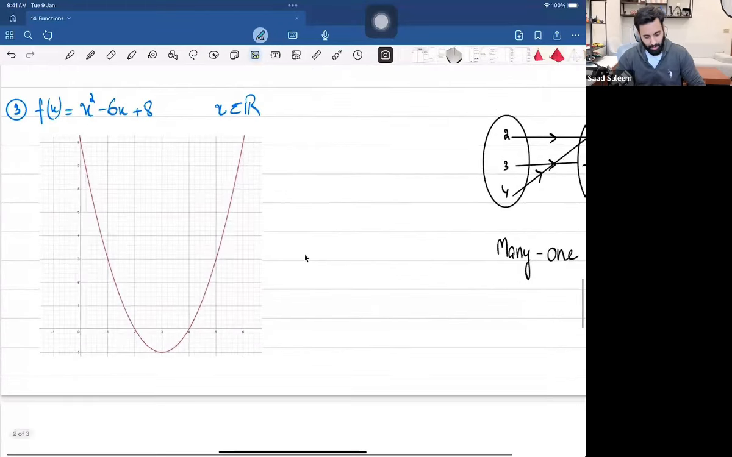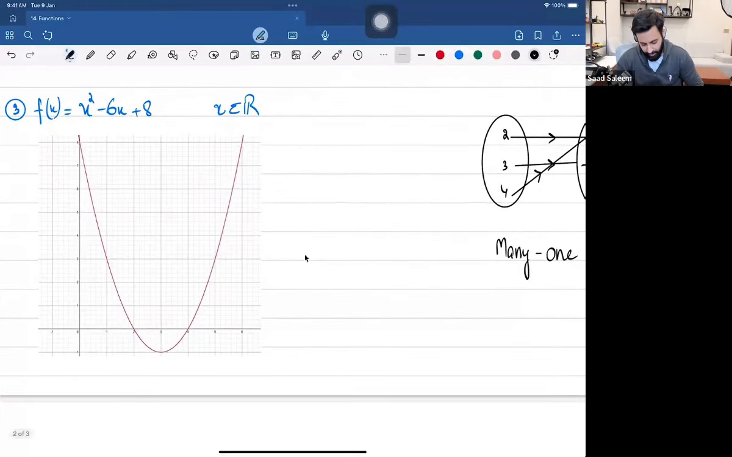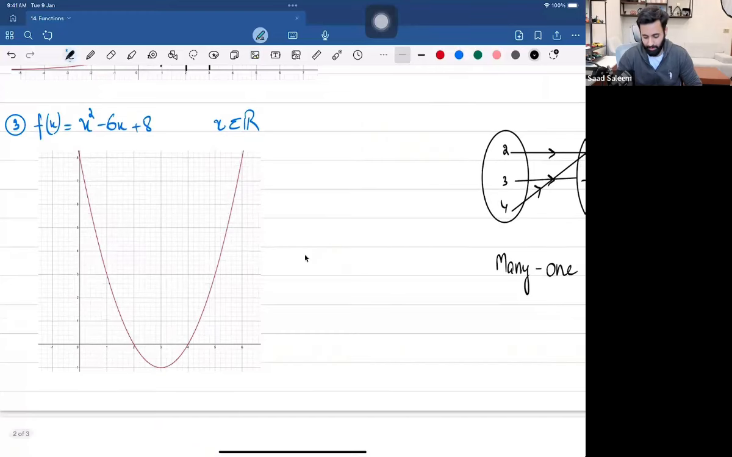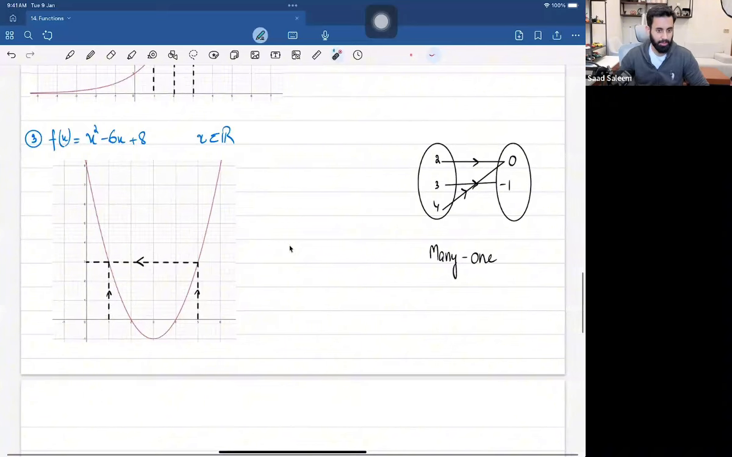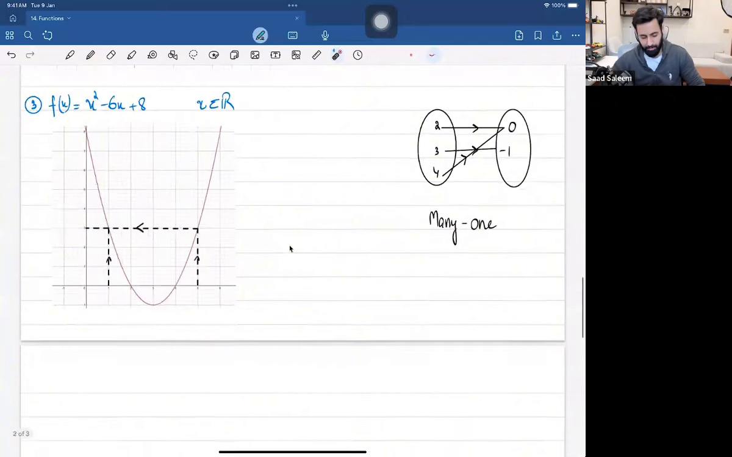So you can see here that there are two different x values that give us the same y value, and that is the trend in this curve altogether. For example, if I plug in 1, we get 3. If I plug in 5, we also get 3. That's the reason why this is called a many-to-one function. In the example we did, we plugged in 2, got 0, we plugged in 4, and we also got 0.